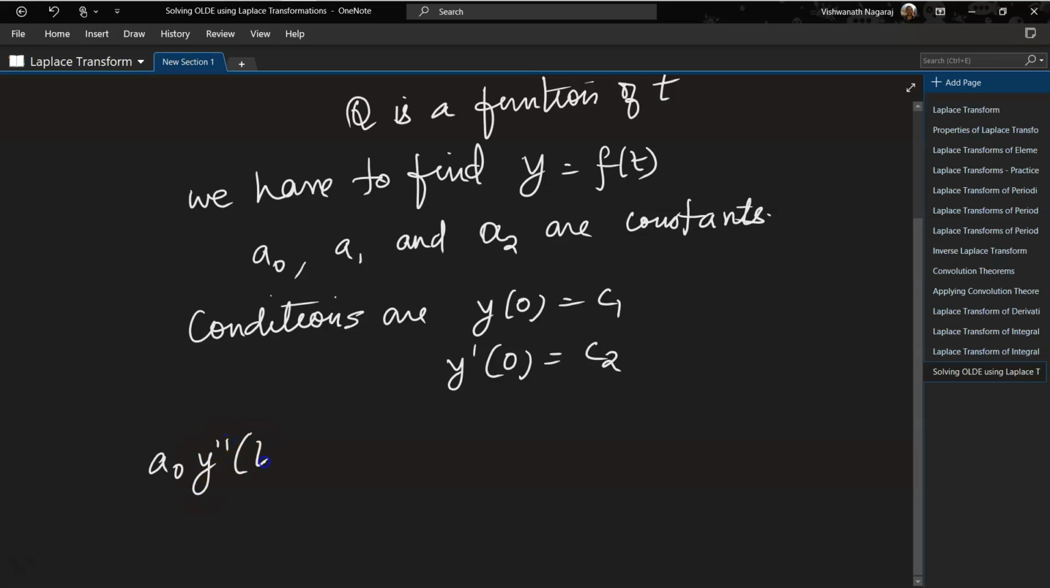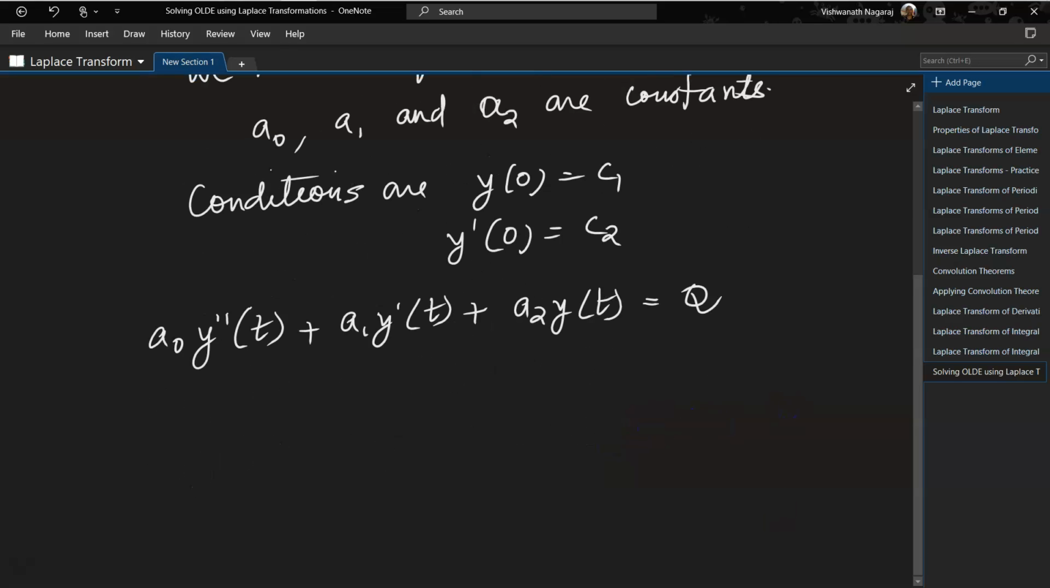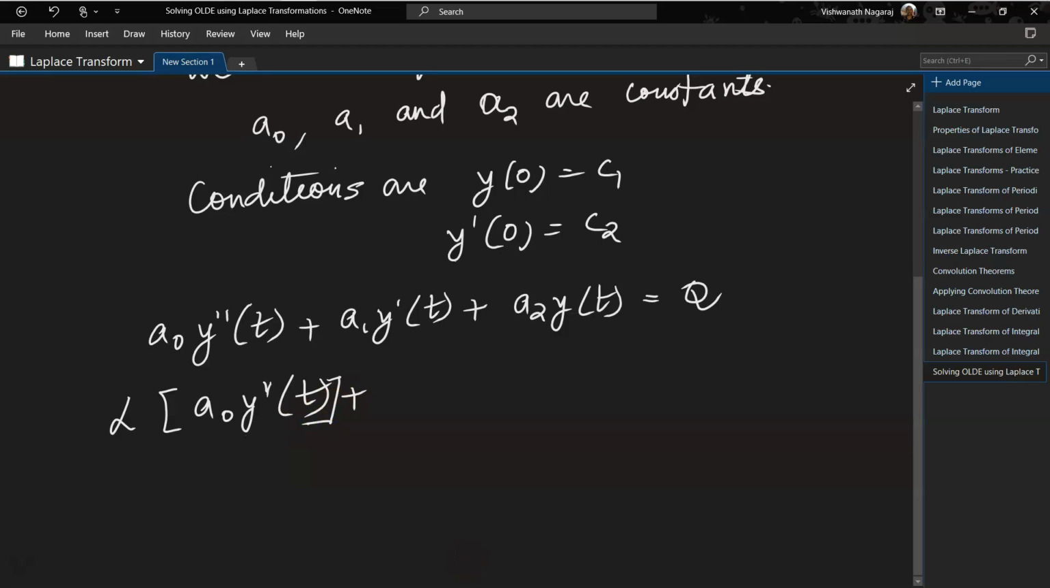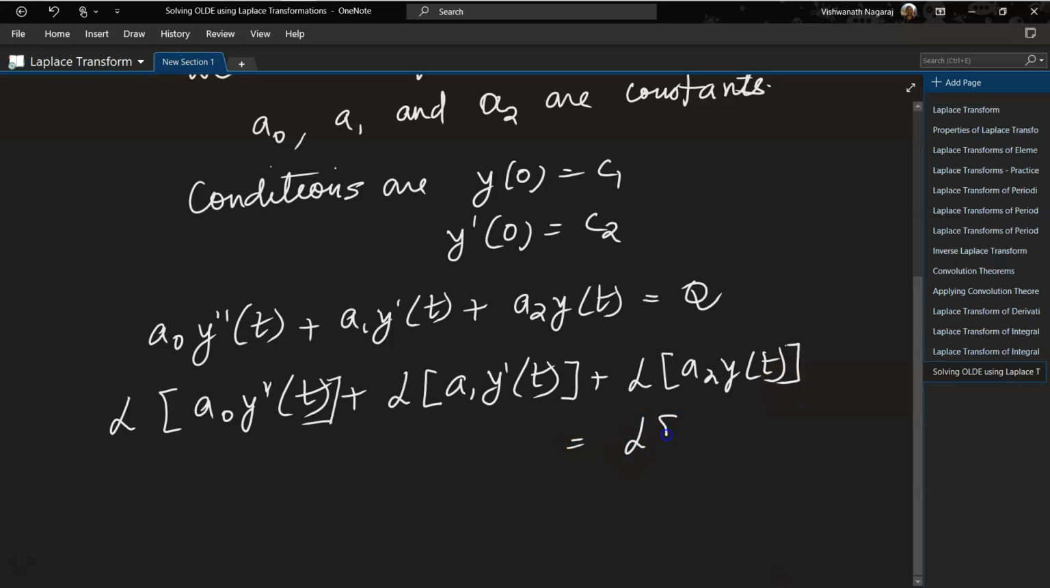a naught y double prime of t plus a1 y prime of t plus a2 y of t is equal to q. Now what we'll do is we'll take the Laplace transform of both the sides. So Laplace of a naught y double prime of t plus, and remember, Laplace we can split it up for all of them separately. So Laplace of a1 y prime of t plus Laplace of a2 y of t is equal to Laplace of q.